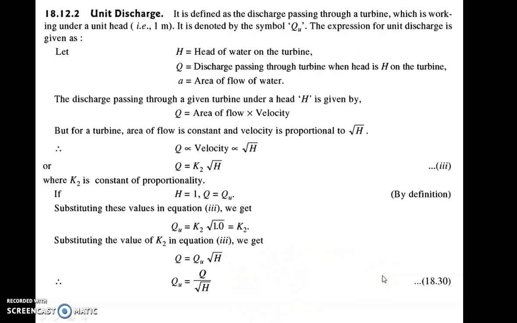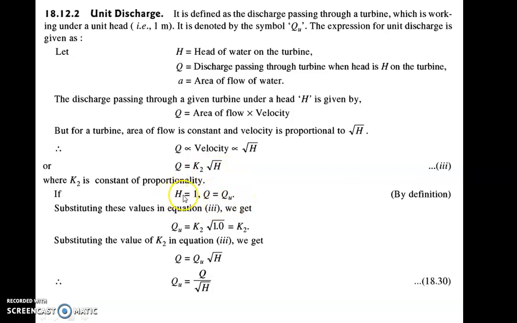Similarly, unit discharge is defined as the discharge passing through a turbine which is working under unit head. All these quantities are working under unit head. Similar to the unit speed, you can calculate for discharge, because you know discharge is equal to area into velocity. Area again includes the diameter, so it is constant, so don't consider area. So Q is directly proportional to velocity, velocity is directly proportional to root H, so Q is directly proportional to root H, so Q is equal to constant into root H.